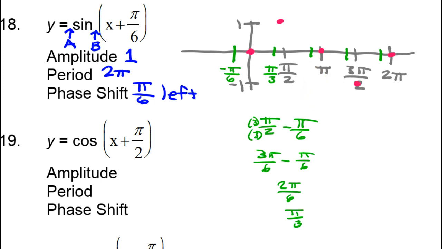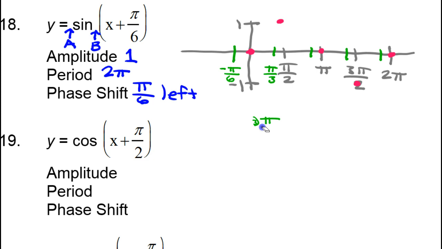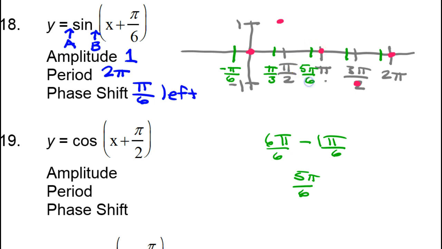Okay, let's do that again. I need the name of this little mark right here. Well, it's going to be pi minus pi over 6. Well, pi is the same thing as 6 pi over 6. So it's 6 pi over 6 minus 1 pi over 6. So that'll be 5 pi over 6. So this mark will be called 5 pi over 6.